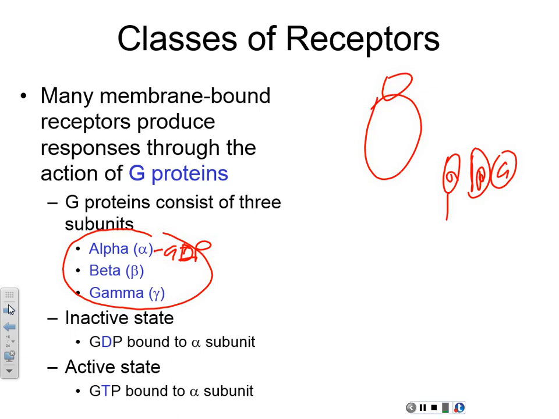Then the GDP is replaced with GTP, and then this part, the alpha subunit attached to GTP, once it's activated, it will detach from the other 2 units. And I'll show you an example like that.